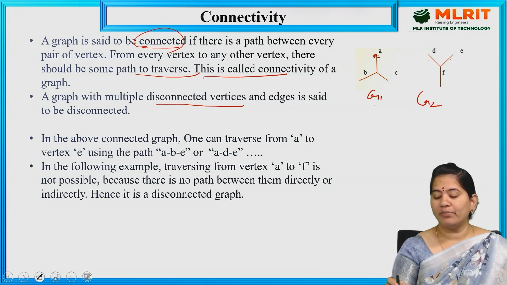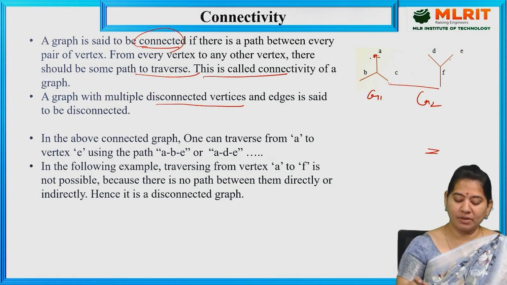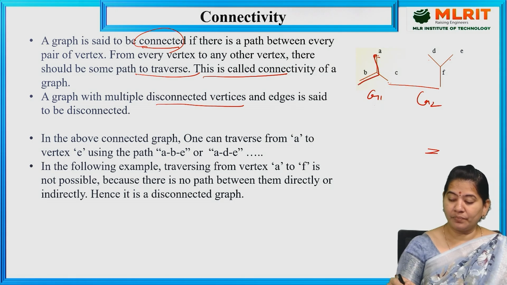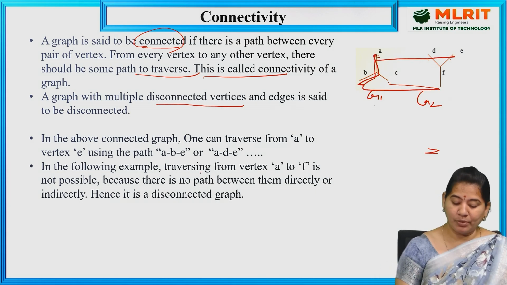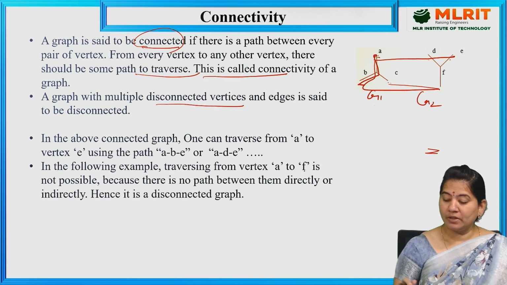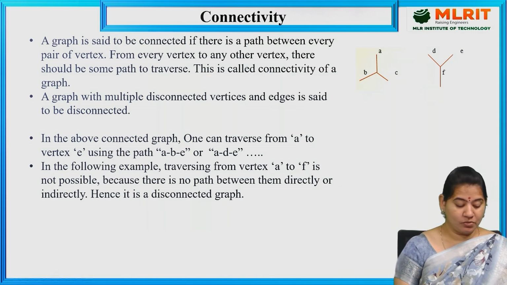But if I have a path from C to F, then I am able to traverse. So one can traverse from vertex A to vertex E using the path A, D, E or A, B, E. In the following example, consider traversing from vertex A to F. It is not possible.